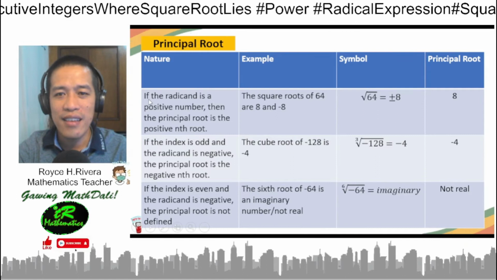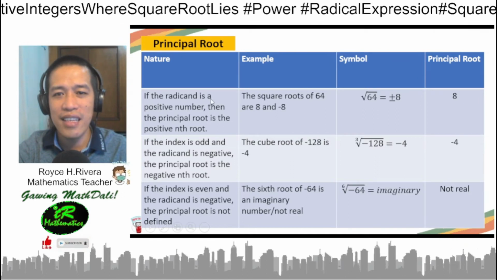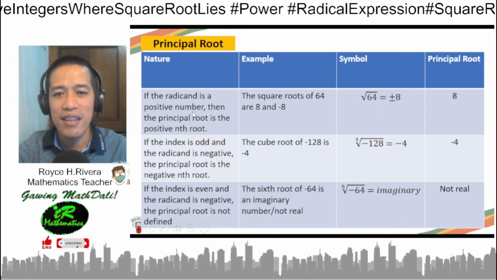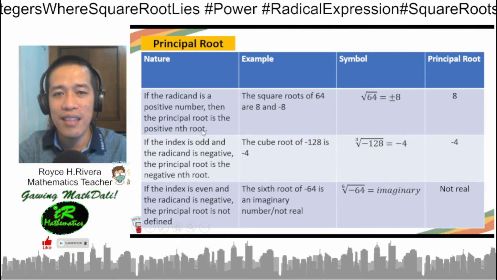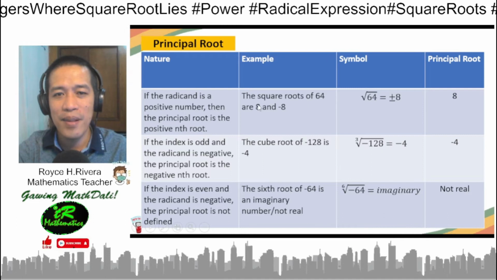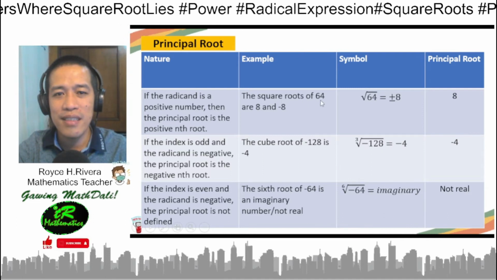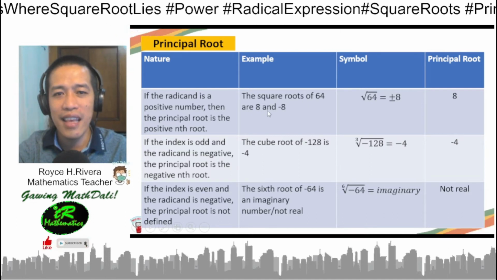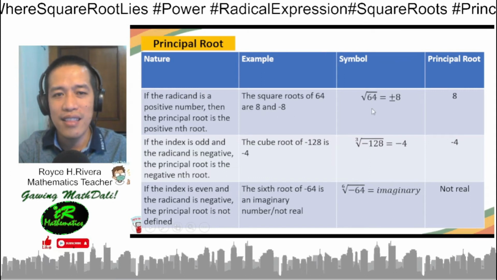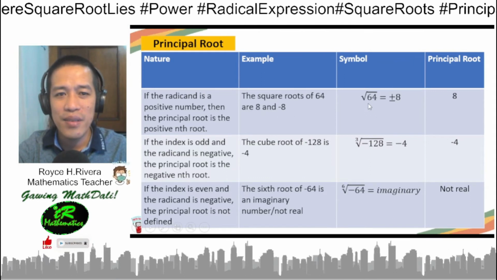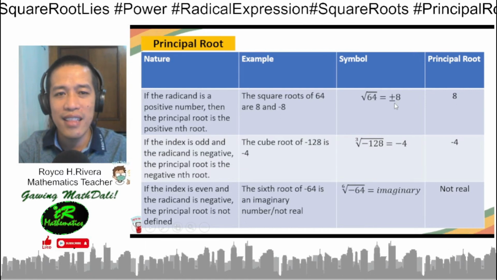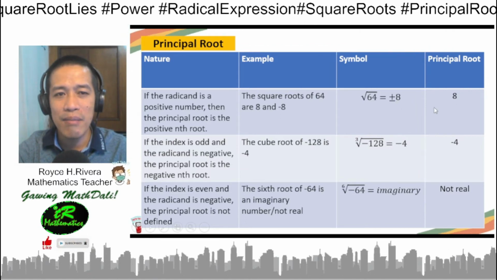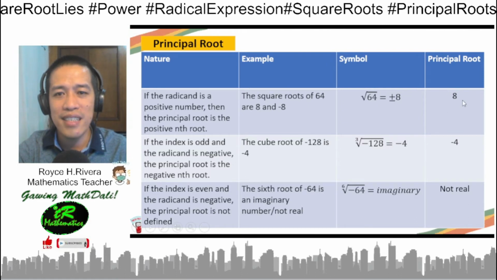Ang panguna, if the radicand is a positive number, then the principal root is the positive nth root. Example, the square roots of 64 are 8 and -8. So in symbol, square root of 64 is equal to positive 8 and -8. So the principal root is positive 8.